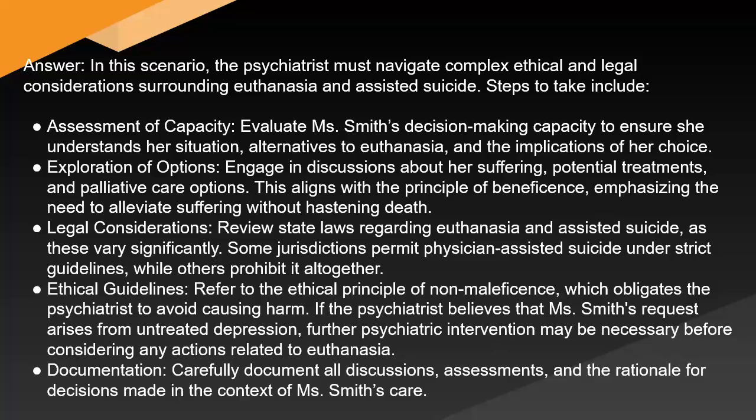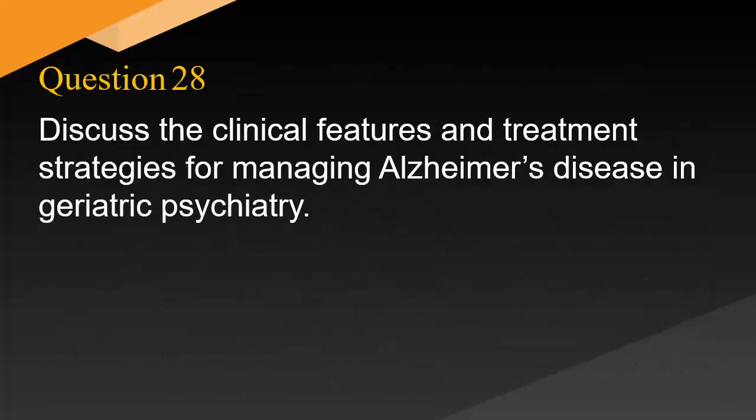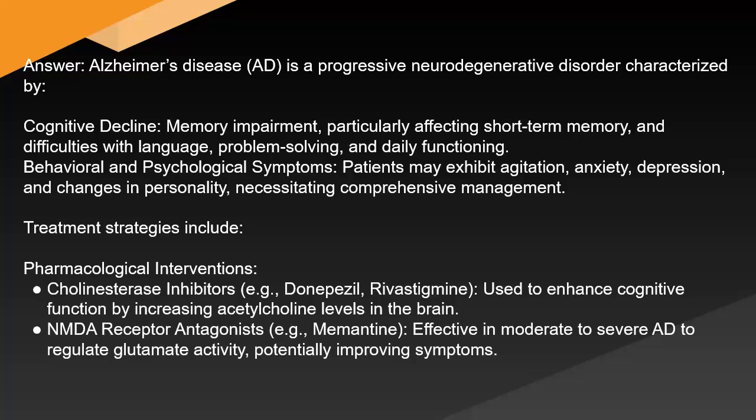Documentation. Carefully document all discussions, assessments, and the rationale for decisions made in the context of Ms. Smith's care. Discuss the clinical features and treatment strategies for managing Alzheimer's disease in geriatric psychiatry. Answer: Alzheimer's disease is a progressive neurodegenerative disorder characterized by cognitive decline, memory impairment, particularly affecting short-term memory, and difficulties with language, problem-solving, and daily functioning.